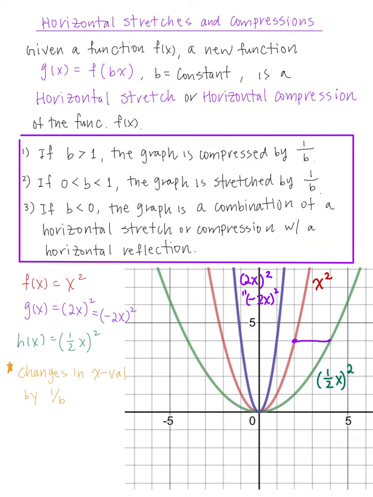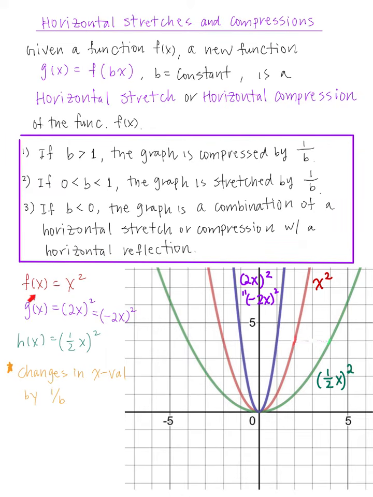So be careful here. Our b is between 0 and 1, right? Think of it maybe as 1/3. If b is 1/3, then the graph is stretched by 1 over 1/3. What's 1 over 1/3? That's 3, right? So basically, if your b is 1/3, then the graph is stretched by 3 units. But anyway, let's take a look at case 3. If b is negative, then the graph is a combination of a horizontal stretch or compression with a horizontal reflection.